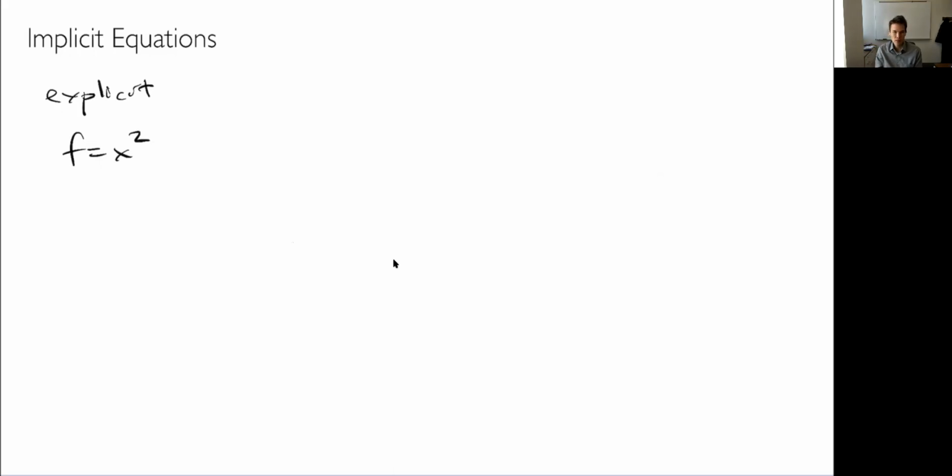If I know x, then I can just directly compute f. Simple. Here's an example of an implicit one. Let's say u equals the sine of u plus x. If I gave you x, say x is equal to 1, I can't write down a formula that directly gives me u, because u appears on both sides, and I can't solve this equation for u and say u equals something which doesn't depend on u. So this is what we would call an implicit equation.